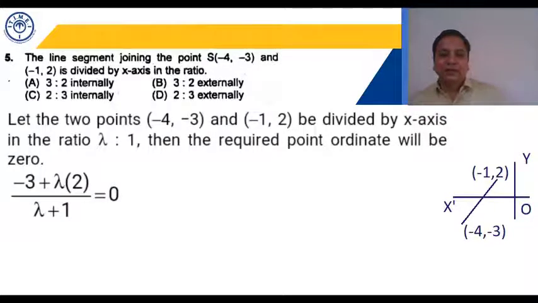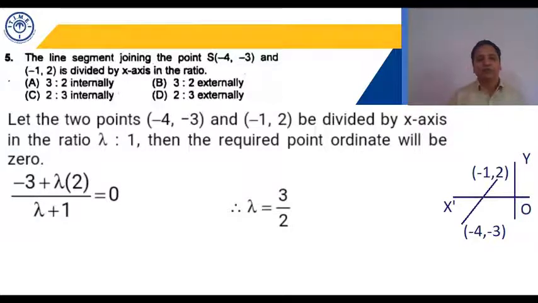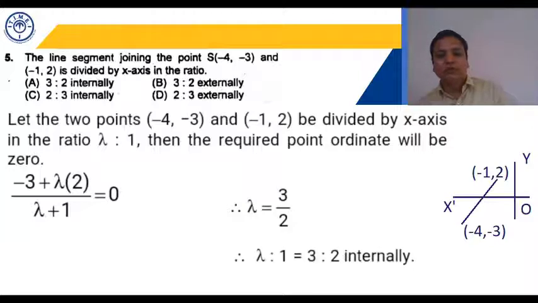So we apply the section formula for the y coordinate: (lambda into 2 plus 1 into -3) upon (lambda plus 1) equals 0. Whatever the value of lambda, lambda plus 1 goes to the right-hand side, multiplied by 0, it becomes 0. So -3 plus 2 lambda equals 0. When we simplify this, lambda is equal to 3 by 2. Since it's positive, lambda is to 1 is 3 is to 2 internally.